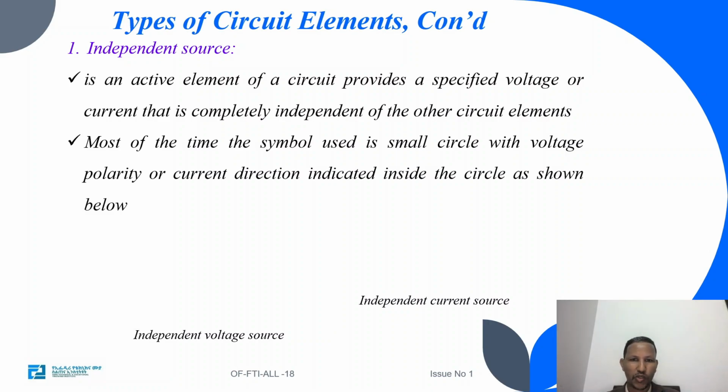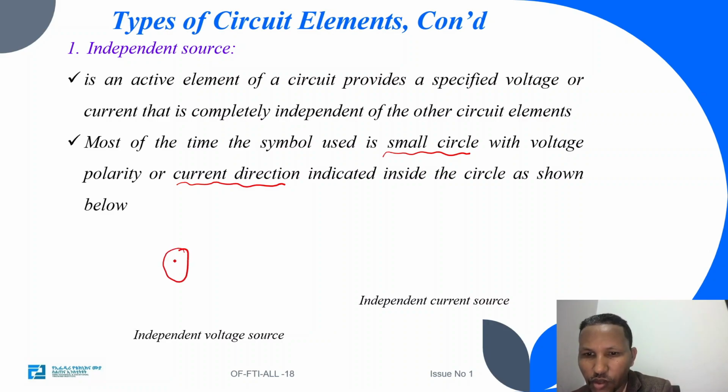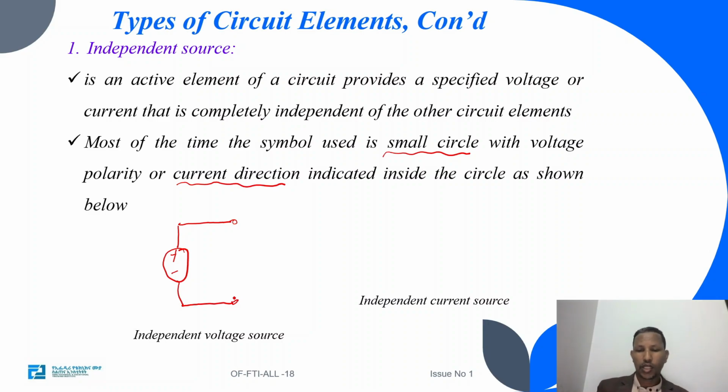Most of the time the symbol used is a small circle, with the voltage polarity or current direction indicated inside the circle, as shown below. So this is the independent voltage source. Plus, minus, this is the polarity indication. So this is the ideal independent voltage source, or you can also consider it a battery.